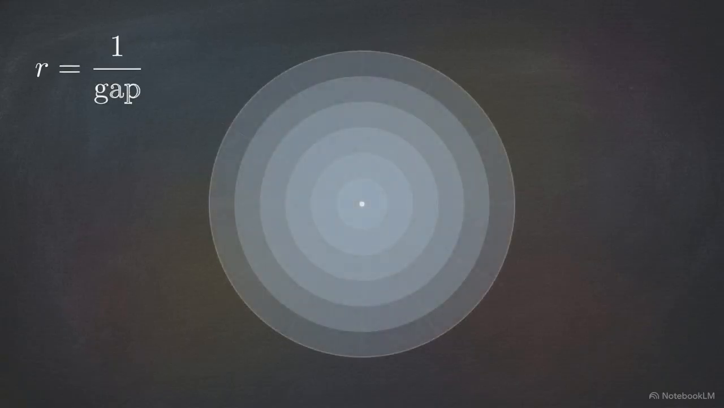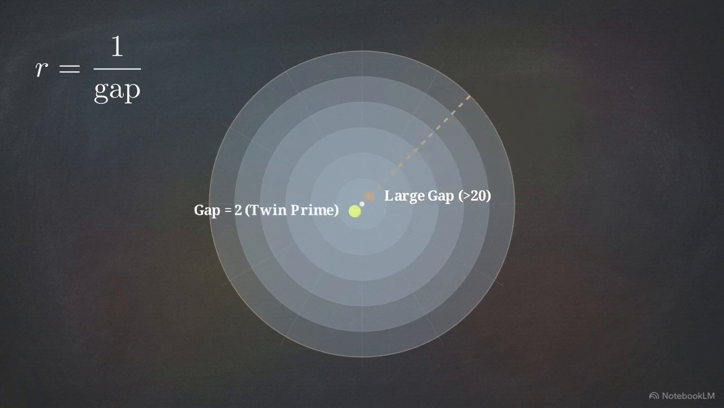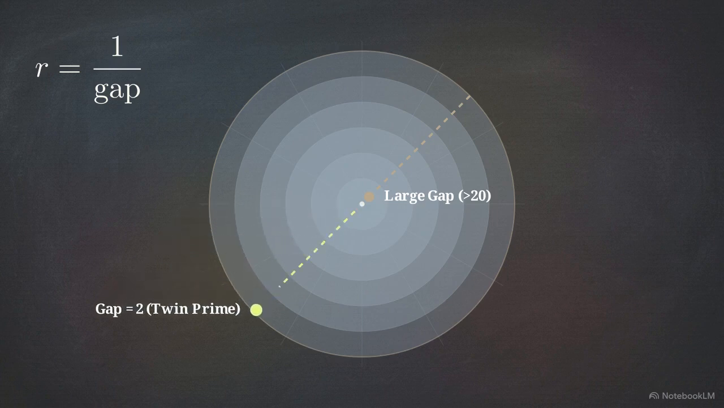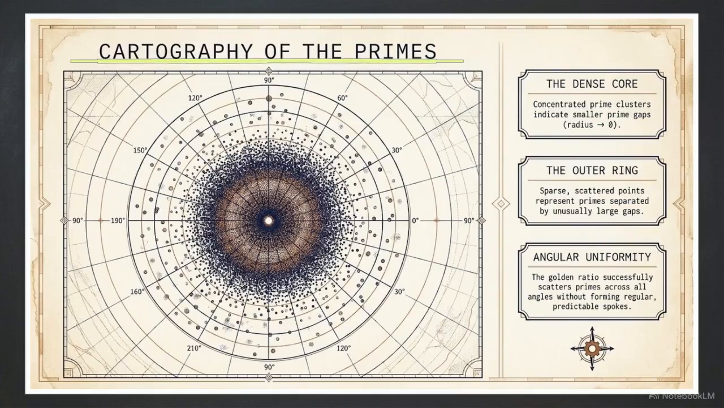This inverse math creates a mechanical effect. A massive gap creates a tiny fraction, forcefully pulling the point inward to the center. Conversely, a tight gap of 2 yields a high value, aggressively pushing the point out to the far perimeter. This is the cartography of the primes map, showing what happens when thousands of numbers follow those two rules.